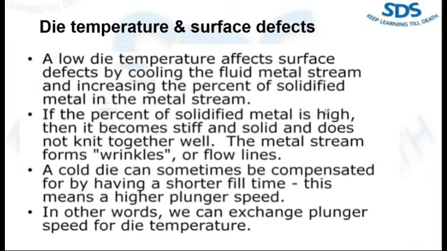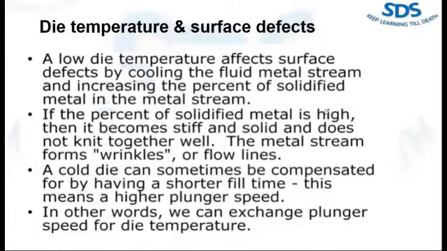Okay, so a low die temperature causes cooling of the fluid metal stream, which increases the percentage of solidified metal in the metal stream. When the percentage of solidified metal is high, the flowing metal becomes stiff and does not knit together, which is also called surface defect, like lamination, as we saw earlier in these slides. This happens when metal streams come together in a die, resulting in wrinkles or lamination or flow lines, right?